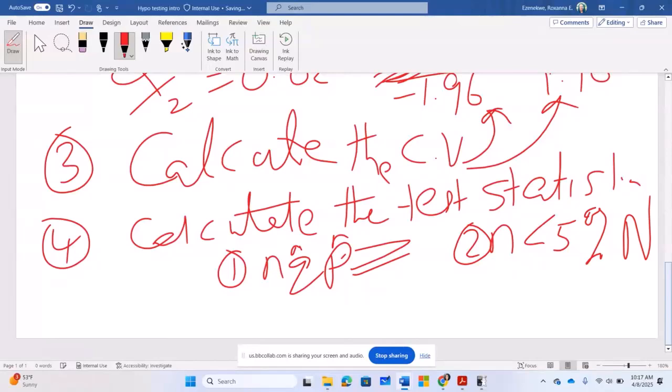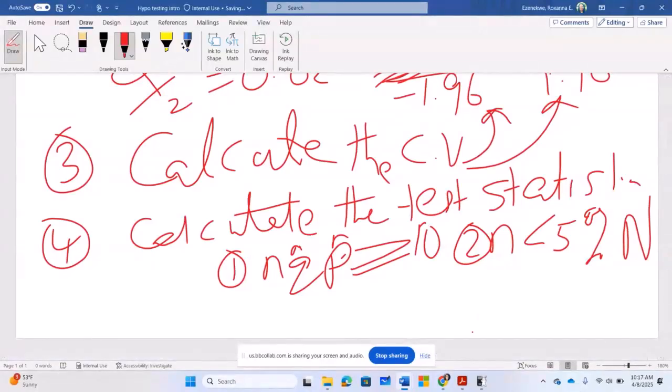Population is capital N, sample size is small n. If the two conditions are met, then you are ready to do hypothesis testing. So calculate the test statistic. If I know that I'm doing hypothesis testing for P, then I must write the formula for P.